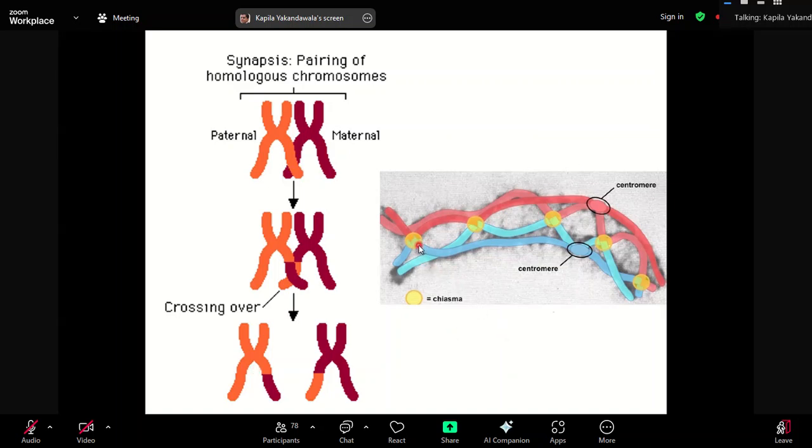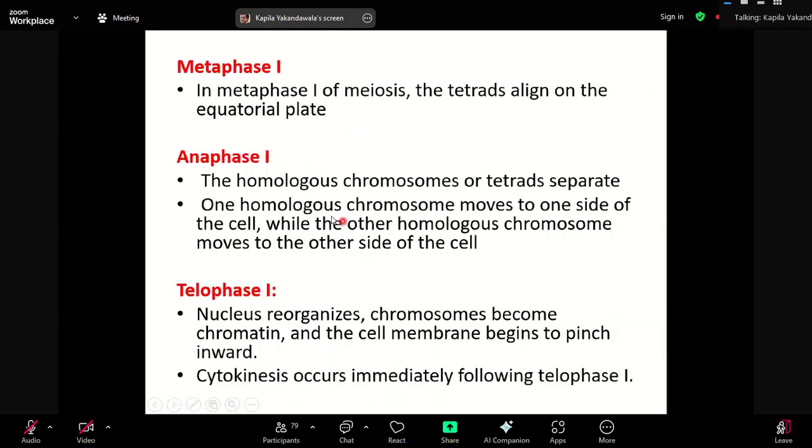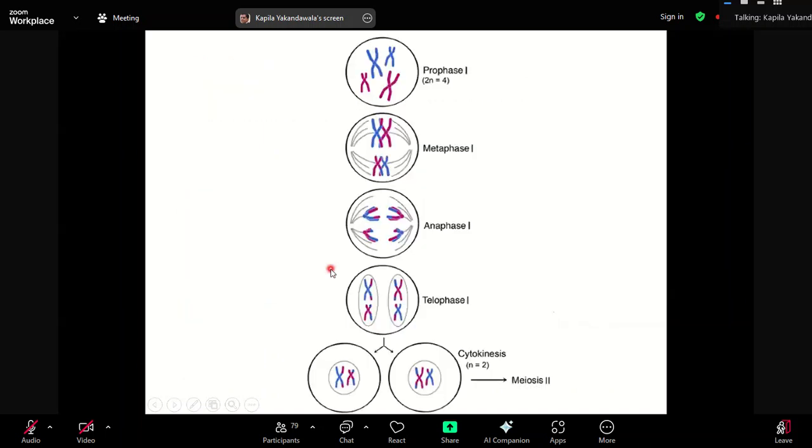There could be several such places, as you can see here. So most of the genetic material can be mixed between parents. It leads to genetic diversity or genetic variation. Then the cell will enter metaphase 1, where the cell's genetic material is aligned along the equatorial plate. Then they will move to the poles and complete the first stage, right?